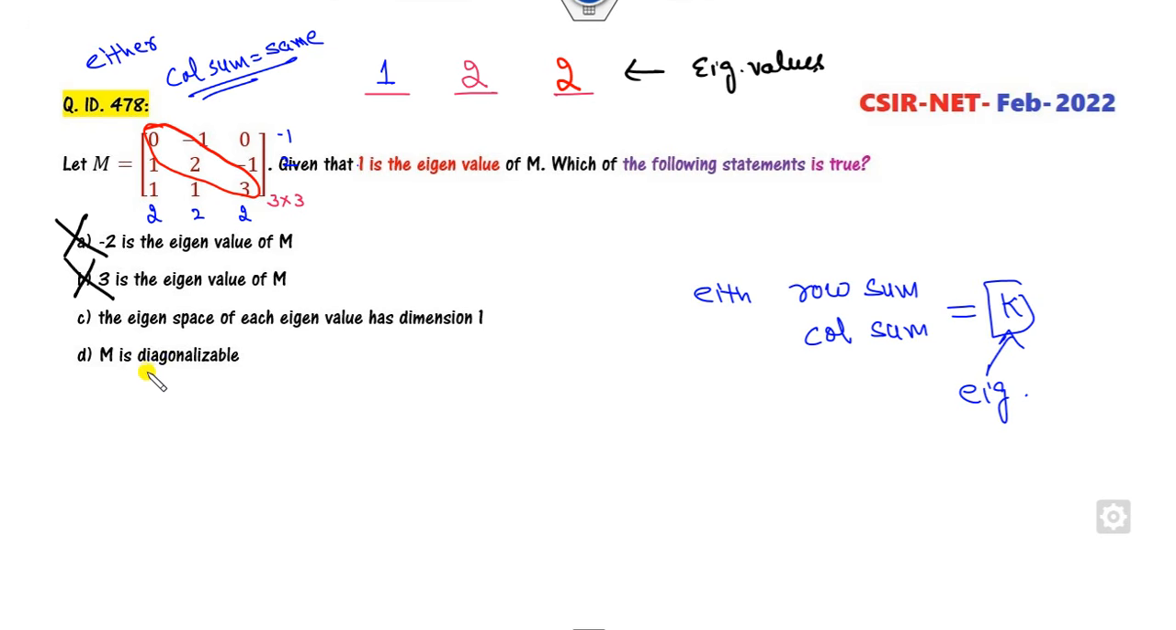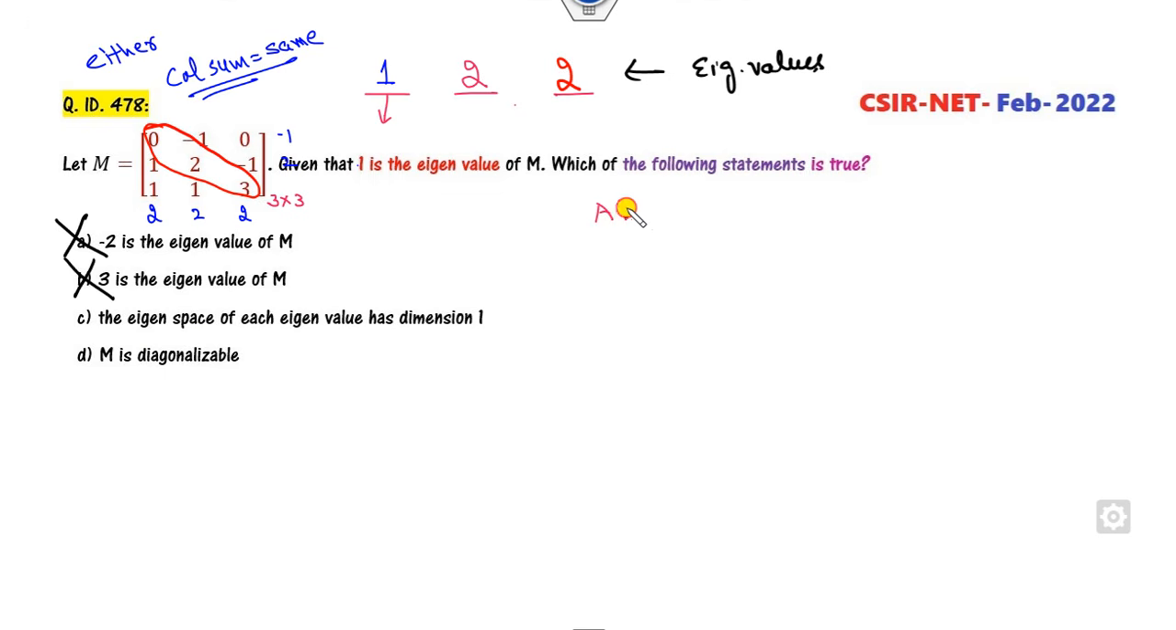Now again, how can you check whether it's diagonalizable or not? We will apply the same rule. We will check the algebraic multiplicity and the dimension. The eigenvalue 1 is single. So the algebraic multiplicity of 2 is 2. What is the geometric multiplicity of 2? So how can you check?